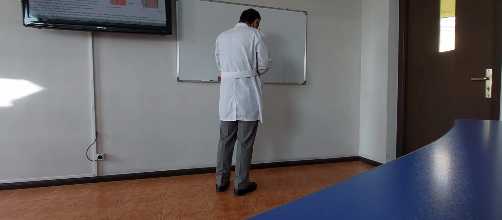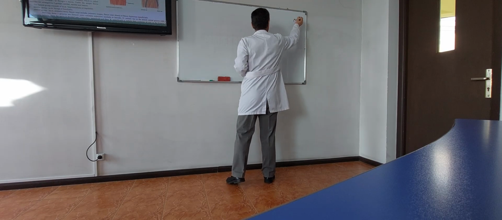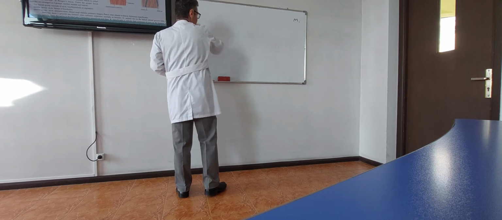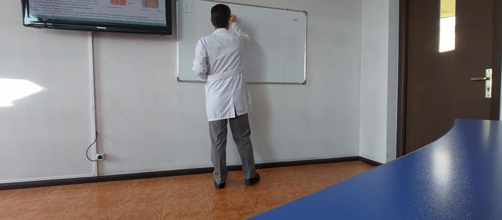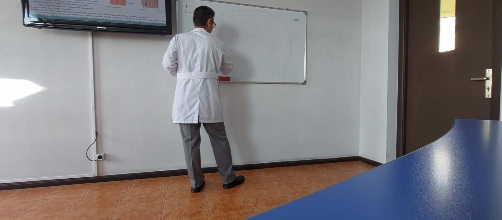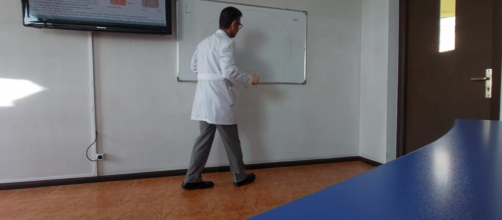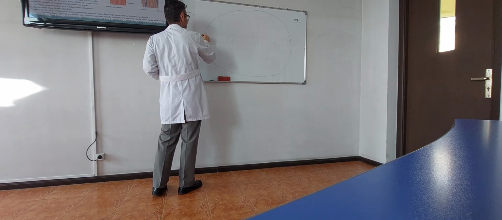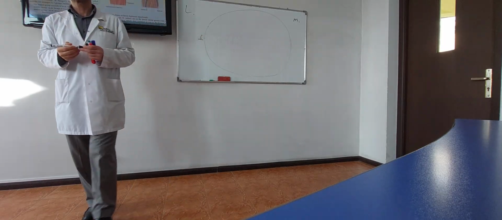Let's start to do it. Because it is the right extremity, I will put here M and L, and I will draw for you an oval shape structure. That is the skin of our region. Put the number 1 and call it skin.